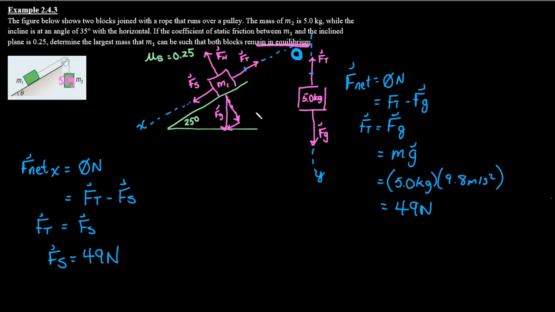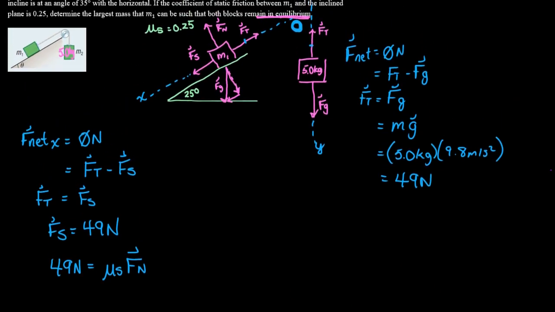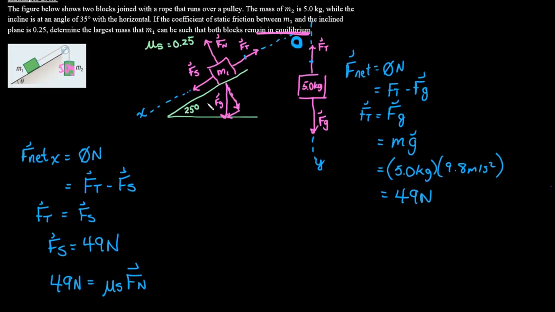But now we have to go and look at mass 1. Remember what the force of static friction is equal to. The force of static friction is equal to that coefficient times Fn, and remember, in this case, Fn does not equal Fg.